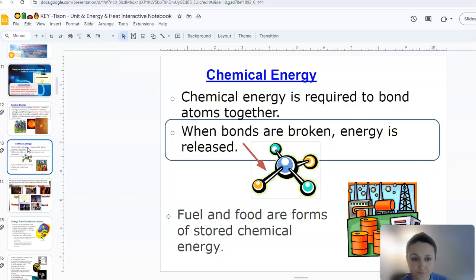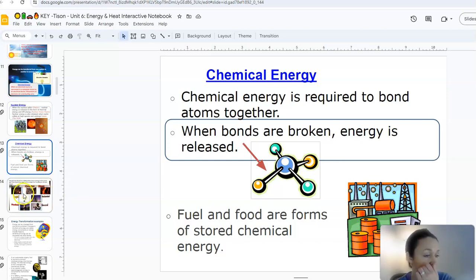Chemical energy is required to break bonds and make bonds. So when you eat food and your body breaks down those bonds, that is a release of chemical energy. That chemical energy is being converted into something else in your body. Food and fuel are both really good examples of chemical energy. Fuel is in gasoline, and that could be an example of chemical energy.